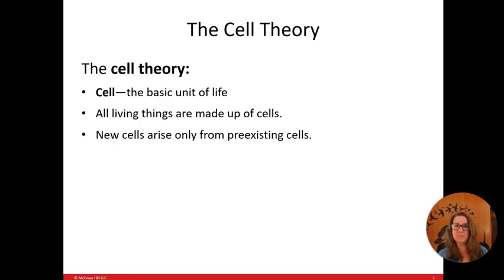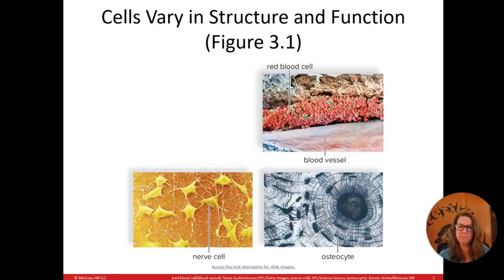So when we think about mitosis and meiosis and how we are replicating ourselves and making new ones, well, it really ties back into the cell theory. So we'll be getting into that, I believe, next week.